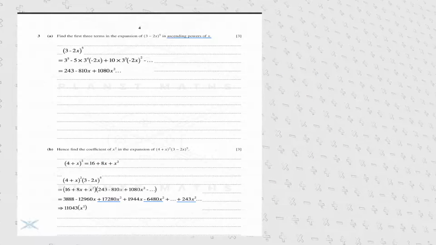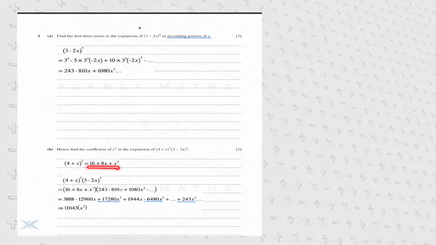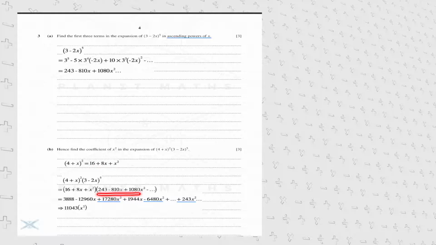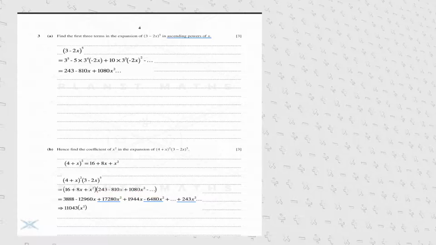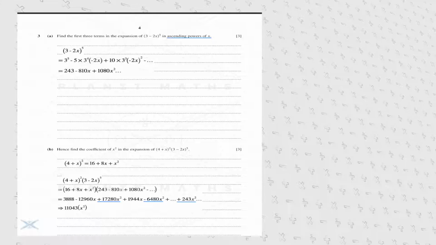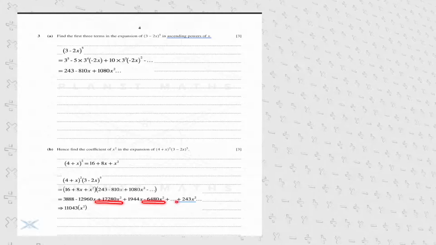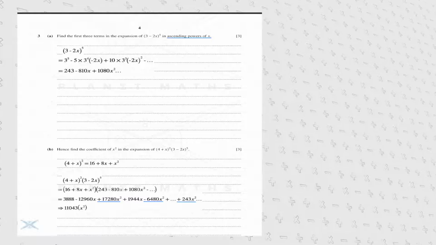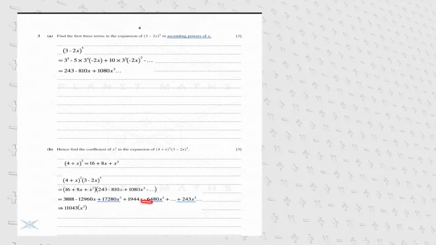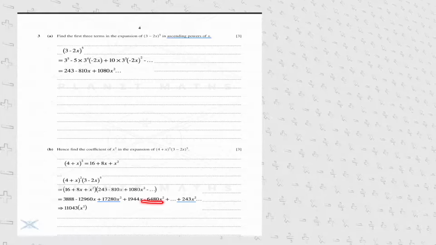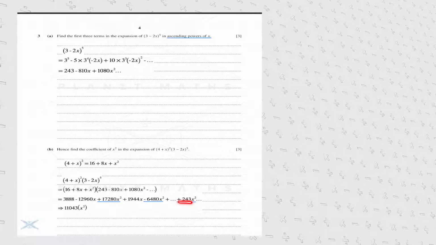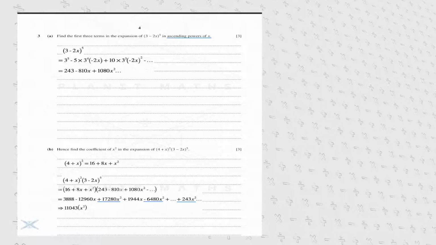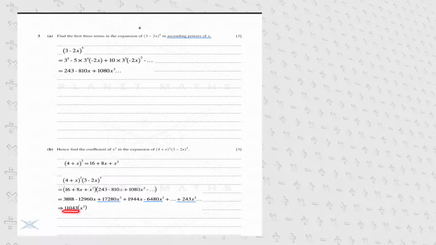In the second step we will simply multiply this expression with the first 3 terms of the expansion of exercise A, and from here just focus on all of the summands containing the expression x squared. From here we just have to add up all of their coefficients, namely 17,280, take away 6,480 and adding 243 to it, letting us conclude that the coefficient of x squared is 11,043.